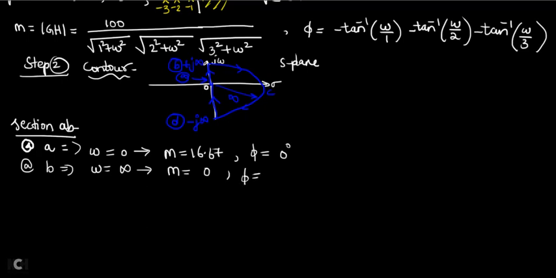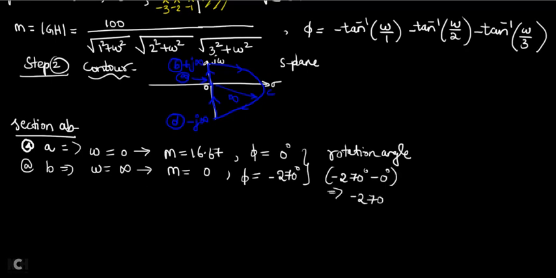Now what happens to the phase angle? When you put omega equal to infinity, it is minus tan inverse infinity minus tan inverse infinity minus tan inverse infinity. Tan inverse infinity is 90 degrees. So minus 90 degrees minus 90 degrees minus 90 degrees altogether will give you minus 270 degrees. Now find the rotation angle. What is the rotation angle? Rotation angle is always final angle minus initial angle. So the answer you will get is minus 270 degrees.